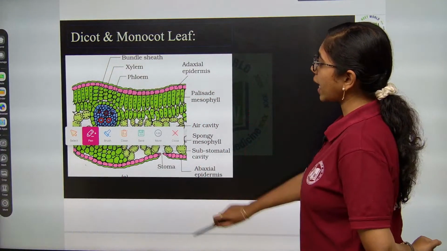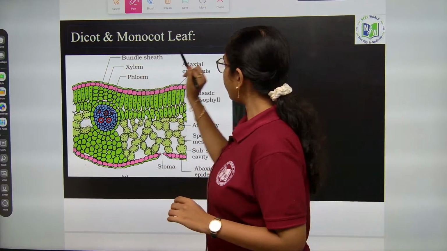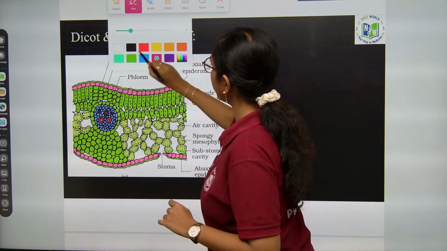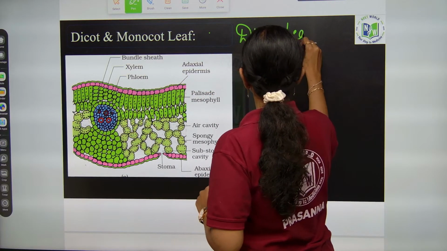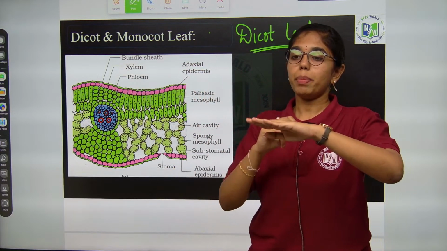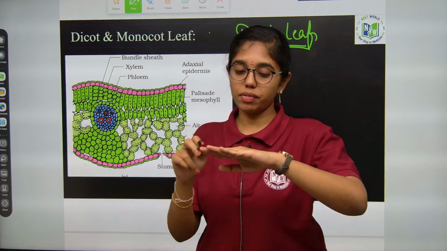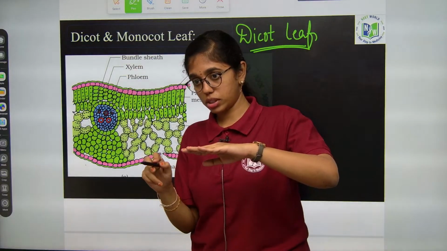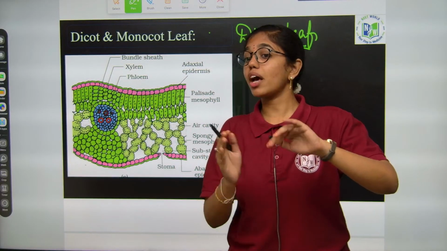First, we will see the dicot leaf. Okay. So, look here. The dicot leaf has two surfaces of epidermis. The upper surface is called the adaxial surface or dorsal surface. The lower surface is called the abaxial surface or ventral surface.